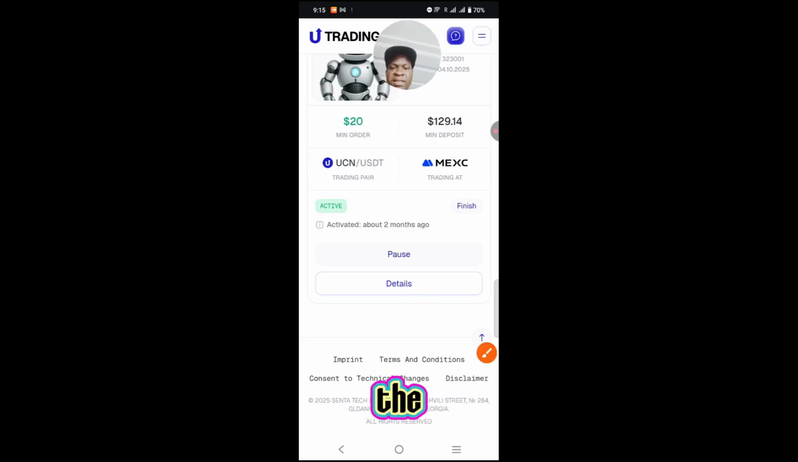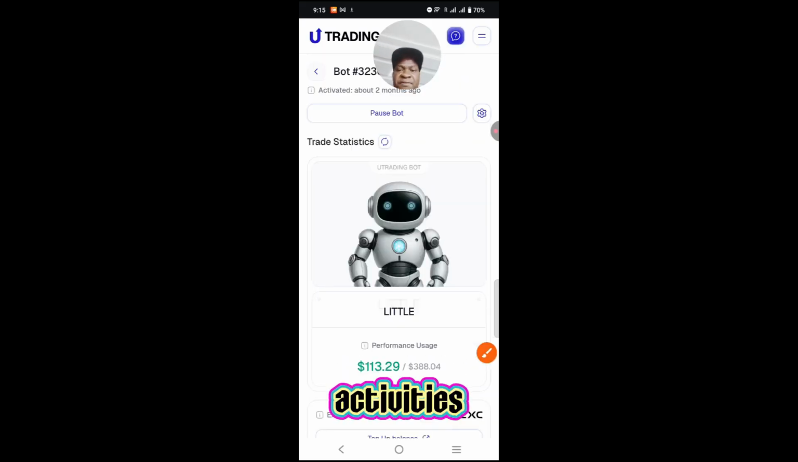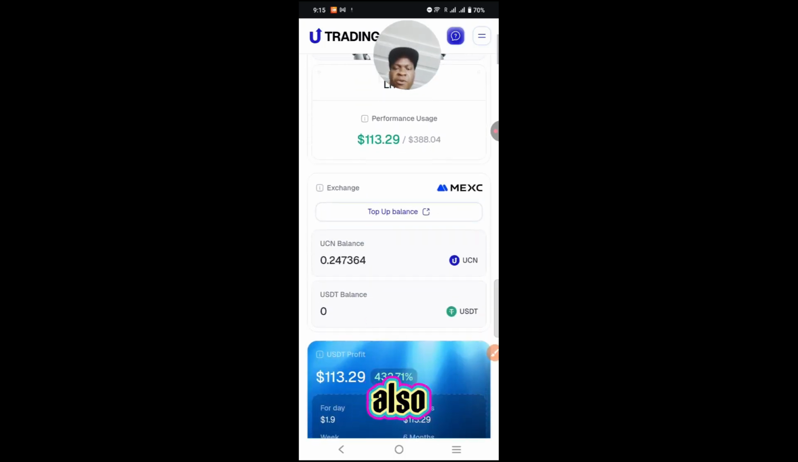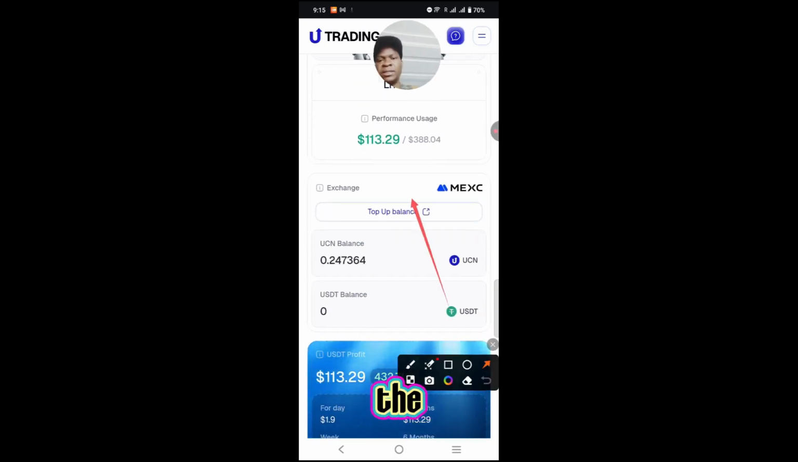This is where you see the details of the trading activities of the robot. The profit is also there at the top. As you can see, this is the profit. This is the number of UCN that the robot has purchased. So what the robot does is use the USDT that you have given to it to trade on the exchange, buying UCN at a low price and selling at a high price.